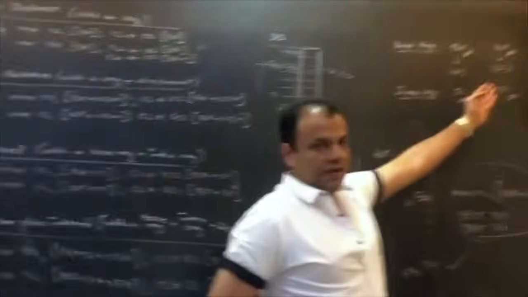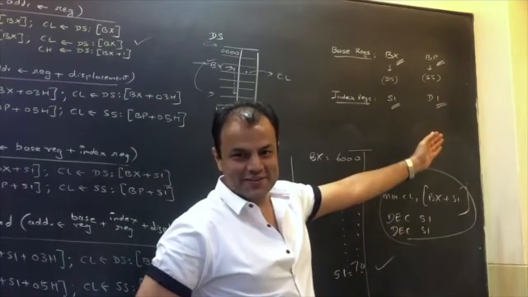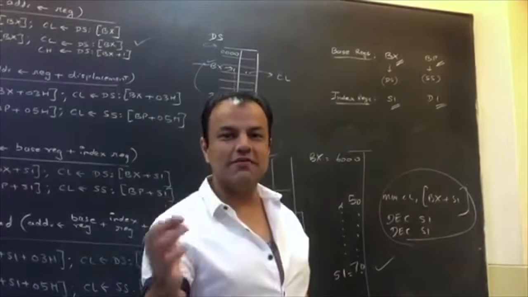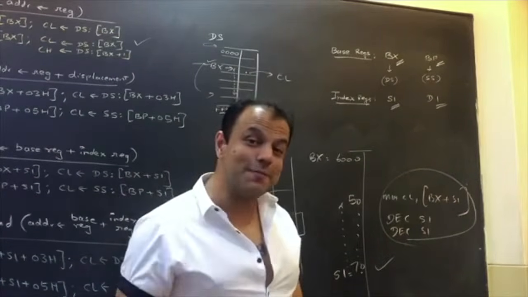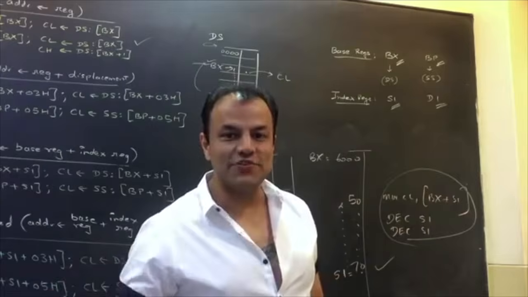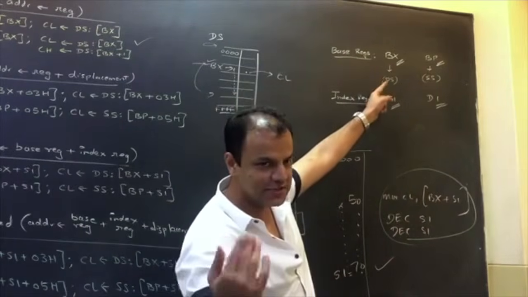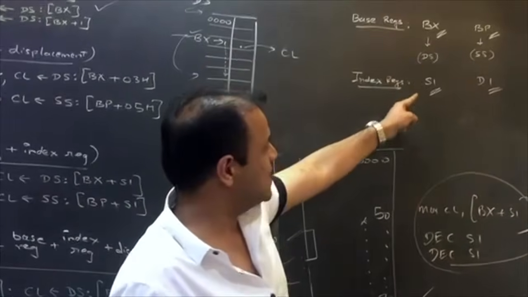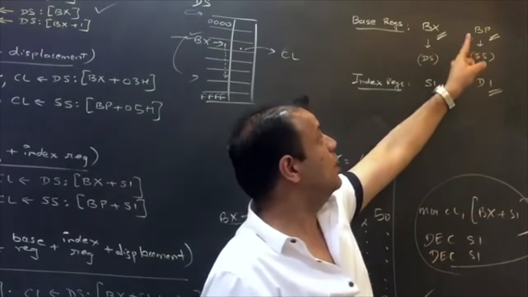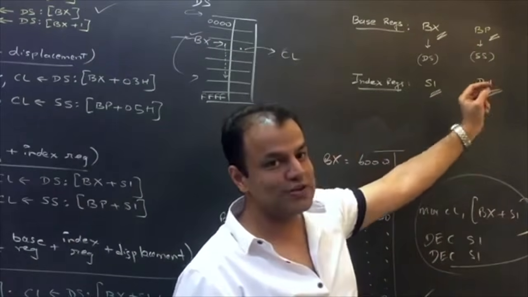BX and BP are called base registers. SI and DI are called index registers. Whenever there is a clash between the two, the preference is given to the base register. The segment to be operated on is always decided by the base register, not by the index register. So, I'm giving you all combinations, please pay attention. BX plus SI will work on data segment. BX plus DI will work on data segment. BP plus SI will work on stack segment. BP plus DI will work on stack segment.